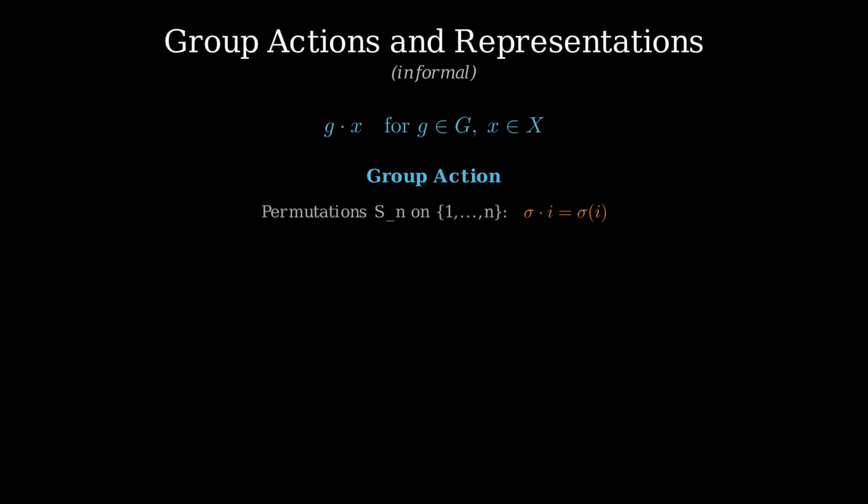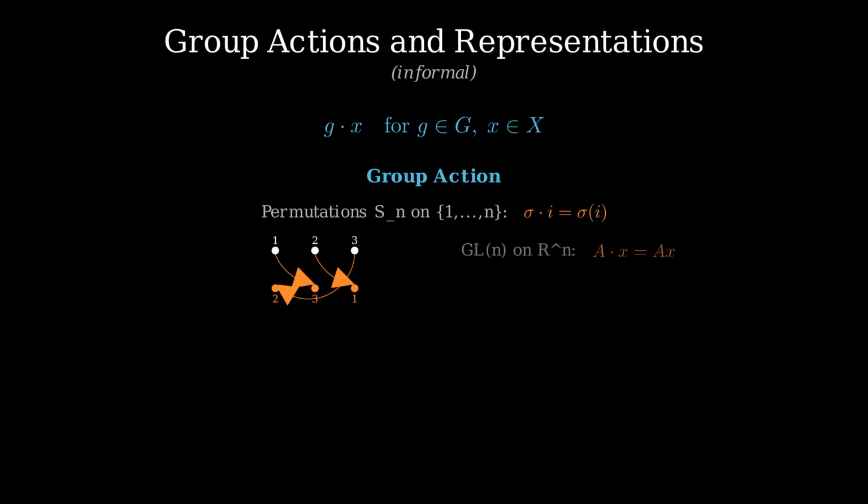Welcome to this. Group actions and representations, informally. We build intuition first, the formal treatment comes later. A group action is a way for G to act on a set X. For each g in G and x in X, we get g.x back in X. For example, the permutation group Sn acts on indices 1 through n. A permutation sigma relabels each index, it maps i to sigma of i.